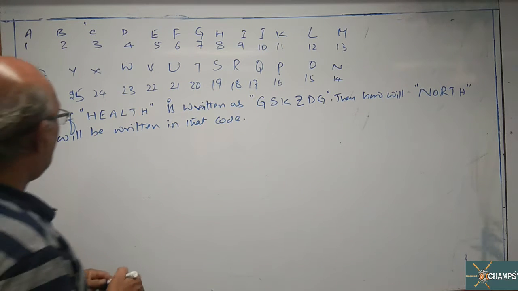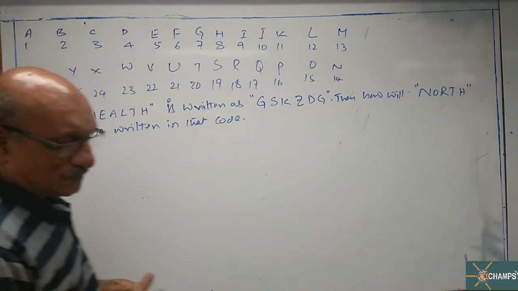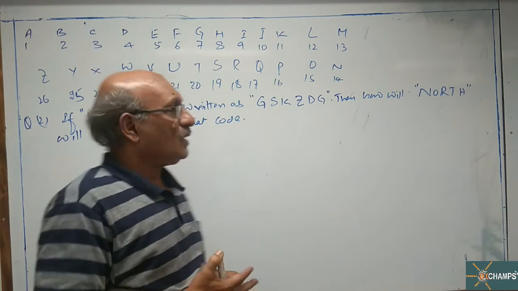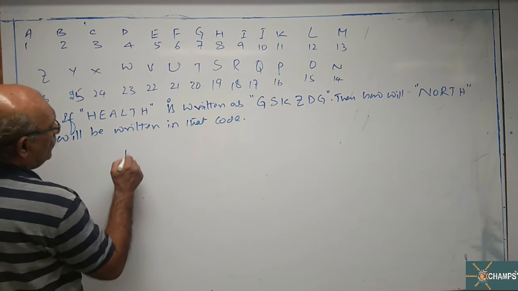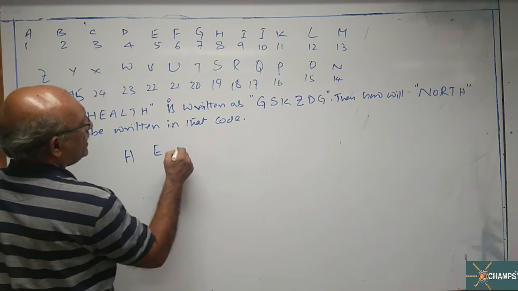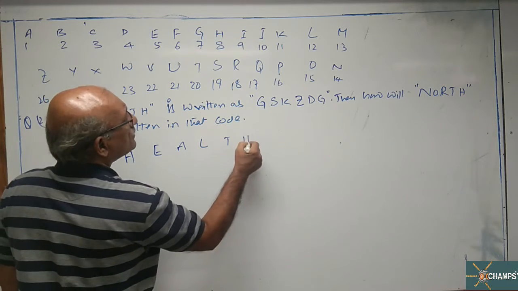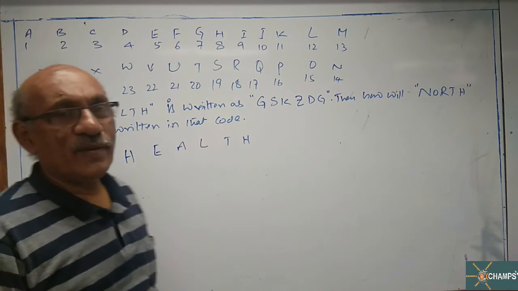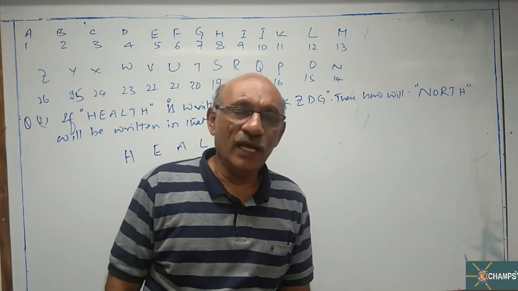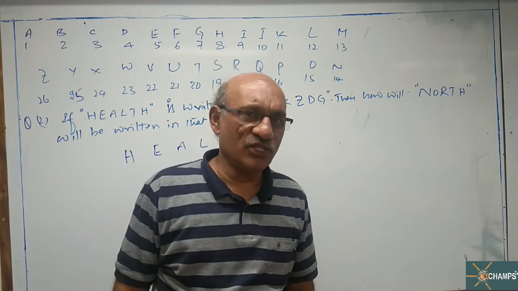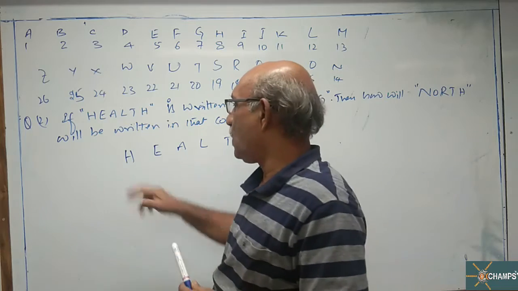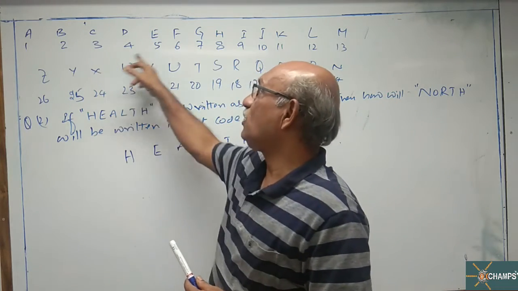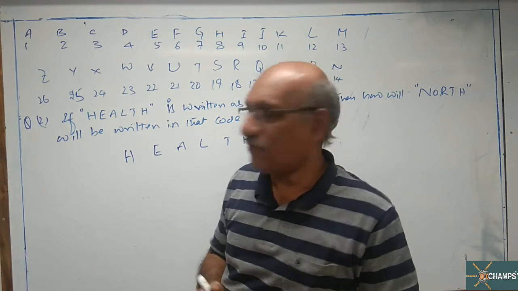Okay, sir. This is my question. Now, how to solve this one? Let us see, sir. You write the given word this way, HEALTH. Assign the numericals to the English letters according to their position in the English alphabet.